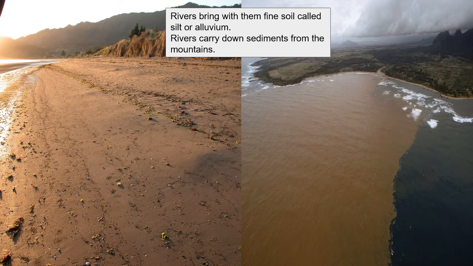Rivers carry down sediments from the mountains. When these rivers, along with their tributaries, flood the plains, sediments called silts or alluvium are spread over the land on either side. Over a period of time, vast plains of fertile alluvium are formed.